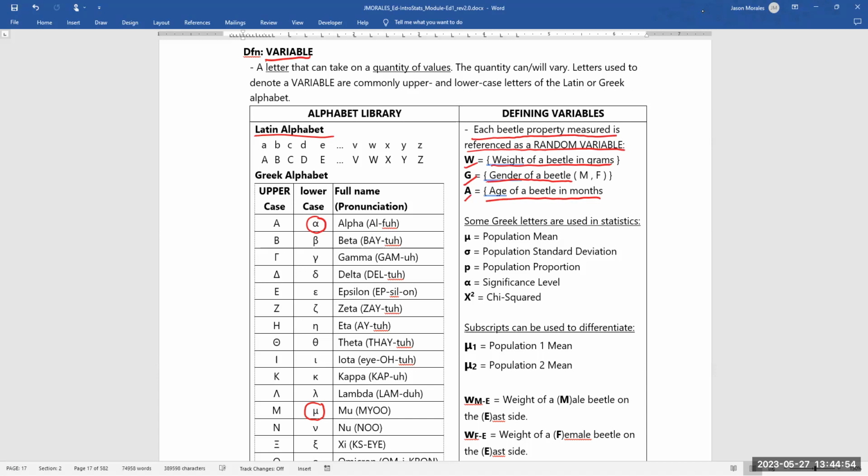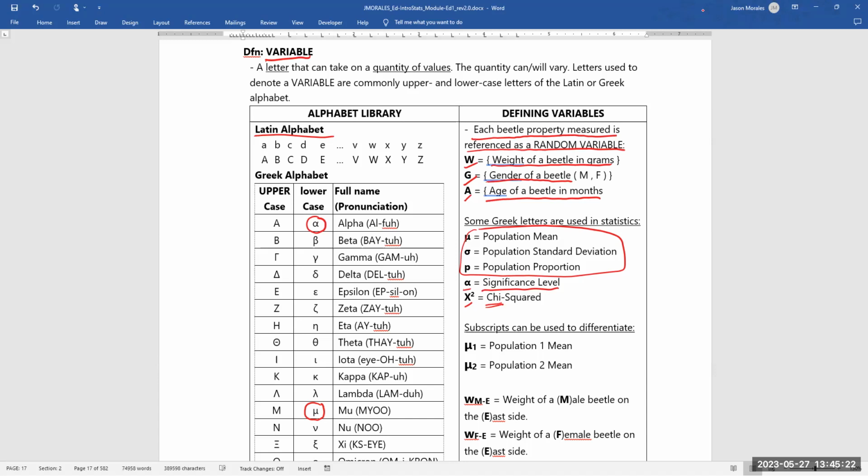Some Greek letters that are used in statistics. So in talking about population descriptive statistics, I talked about these ones. And just a moment ago, I talked about alpha being used to represent significance level. And later, towards the end of the semester, we'll talk about chi-squared. So chi is a Greek alphabet symbol.